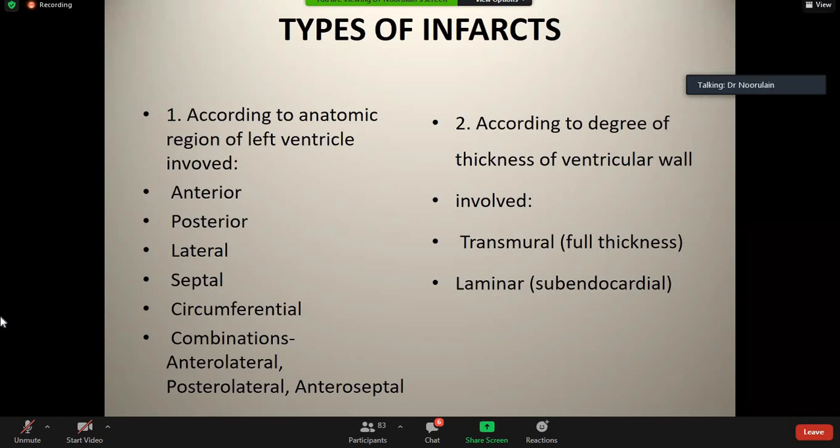It depends on the area of the occlusion, and according to the degree of thickness of the ventricular wall, it can be divided into transmural and subendocardial. Transmural means there is involvement of the full thickness, the whole myocardium. Subendocardial is beneath the endocardium. Just remember the names. Most important is the degree of thickness of the ventricular wall involved. Transmural is the full thickness, and subendocardial is beneath the endocardium.